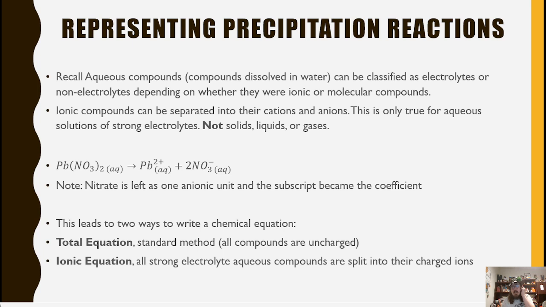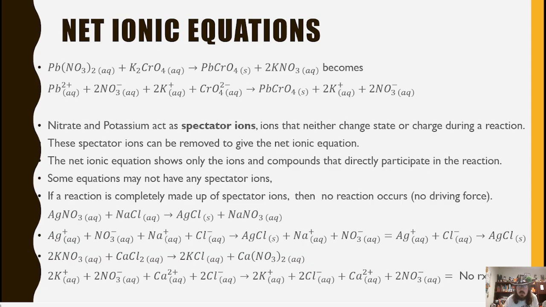But with this idea of separating the ions, that leads us to a new way of writing the chemical equation called the ionic equation. An ionic equation, or total ionic equation, is one where all strong electrolytes, aqueous compounds, become split into their charged ions. Any solids, liquids, or gases are left normally, but any aqueous are now allowed to split apart. We'll treat them as thus.